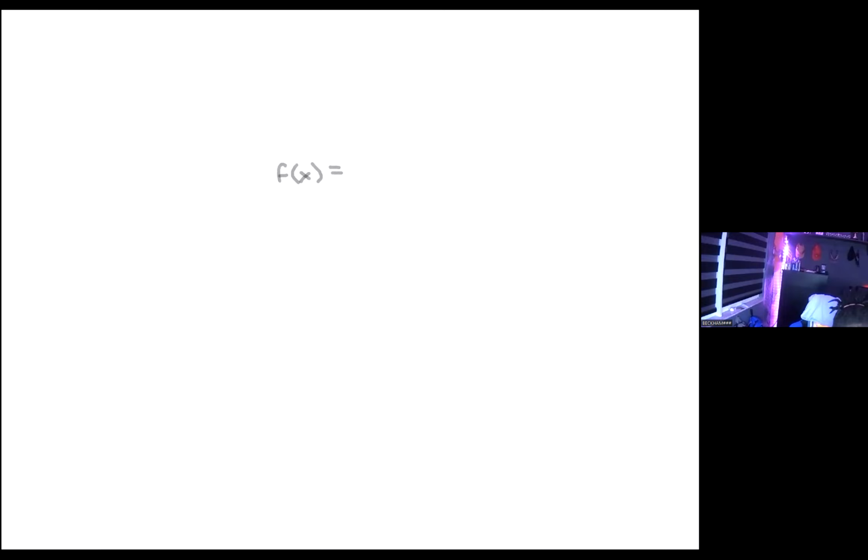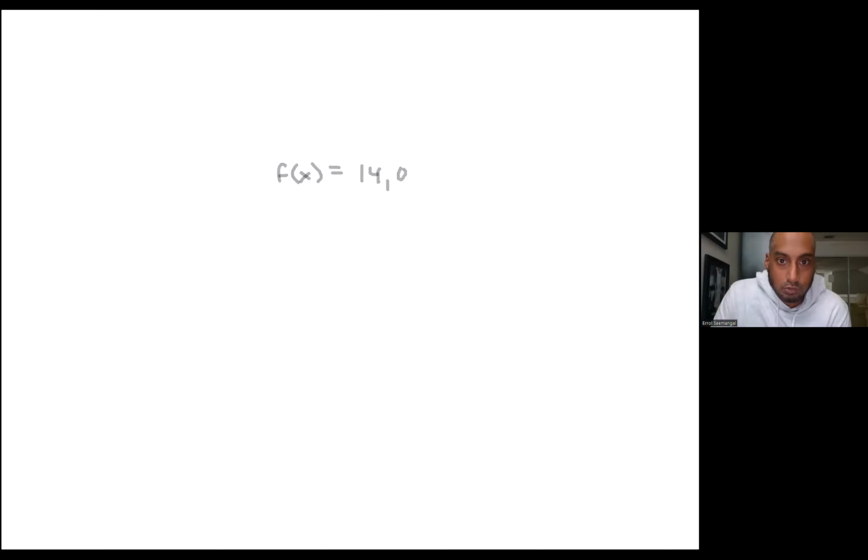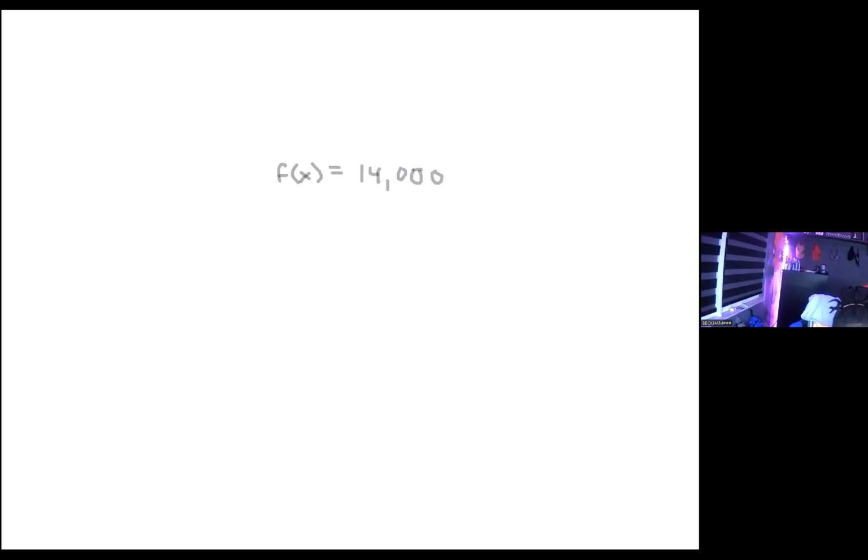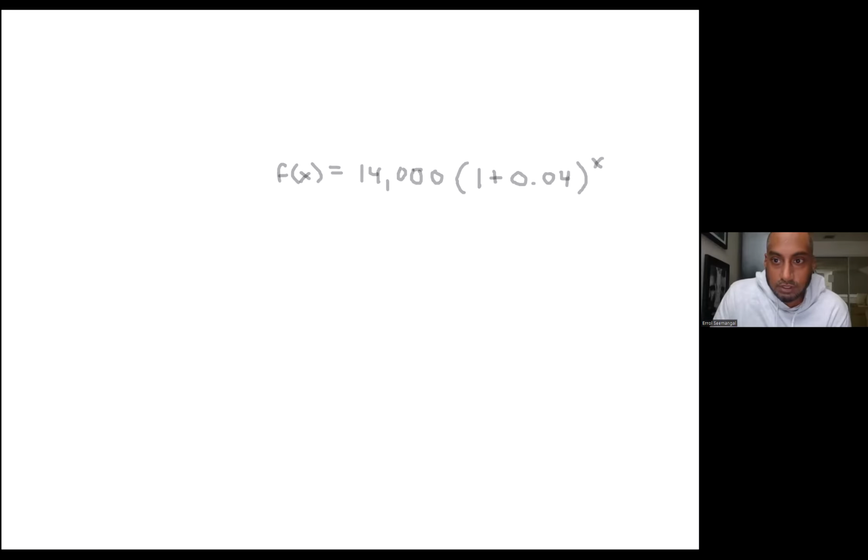Can you see me writing on the whiteboard? F of x equals 14,000 times parenthesis 1 plus 0.04 to the power x. Okay, did I write it down right? Yeah. Read me the question.